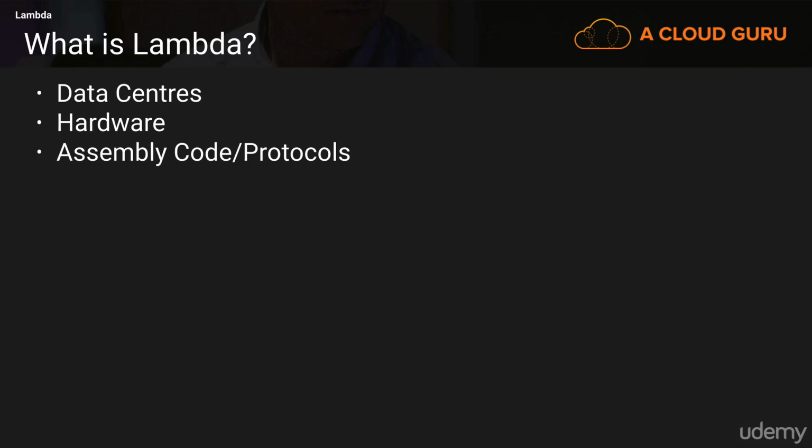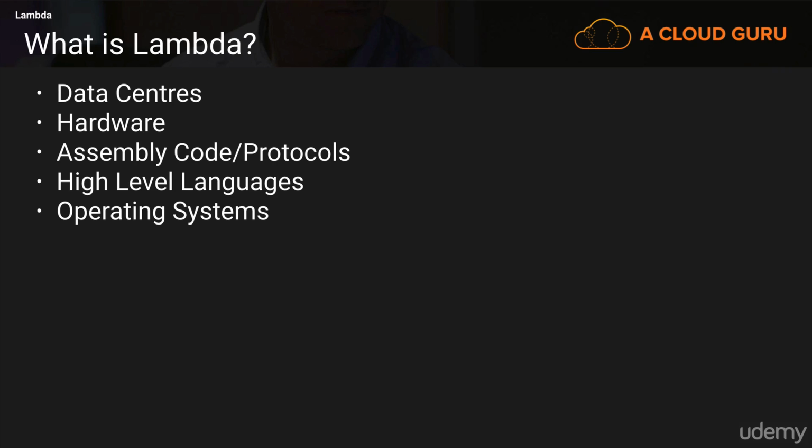You've then got your assembly code and protocols. So these are your things like your machine code, your TCP/IP, etc. You've then got your higher level languages. So these are things that basically write your operating systems. You've then got the operating systems themselves. So you've got Windows, you've got Linux, etc.